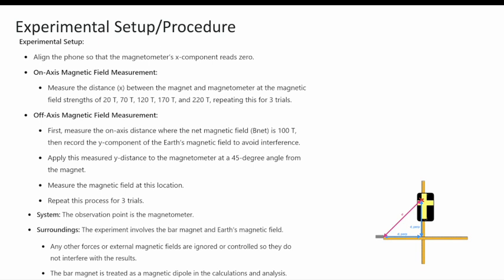The system was the observation point, which is the magnetometer, and the surroundings, where the experiment involves the bar magnet and the Earth's magnetic field. Any other forces or external magnetic fields are ignored, and the bar magnet was treated as a magnetic dipole. And here's a little diagram.